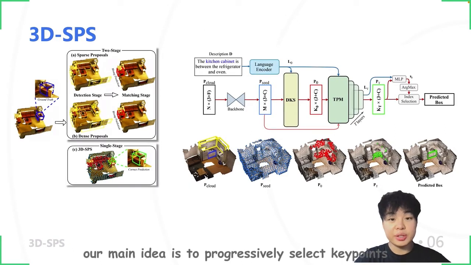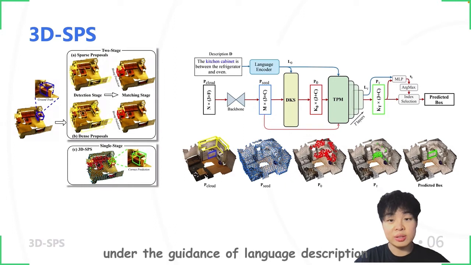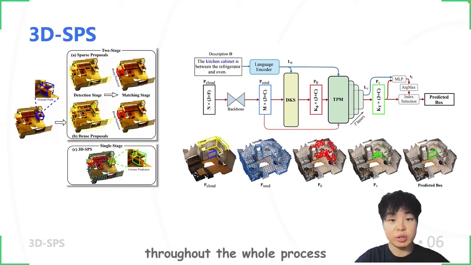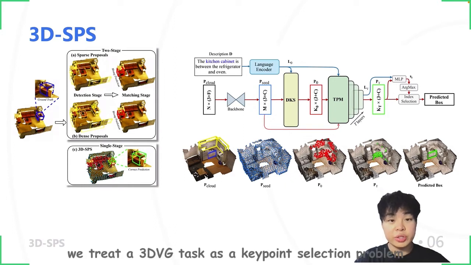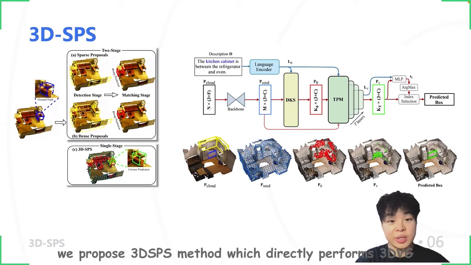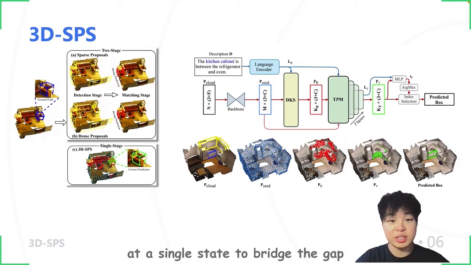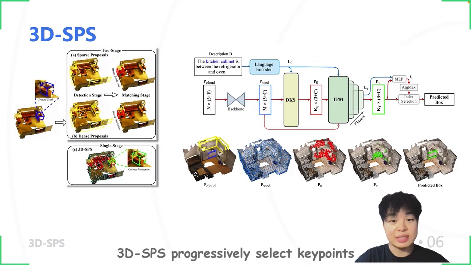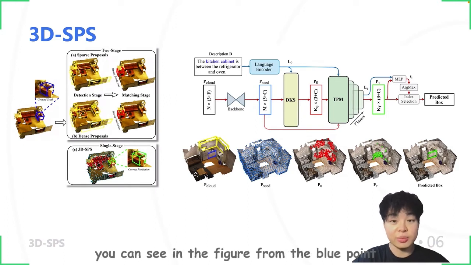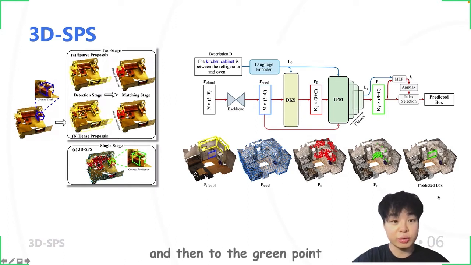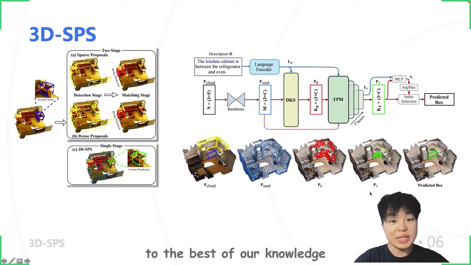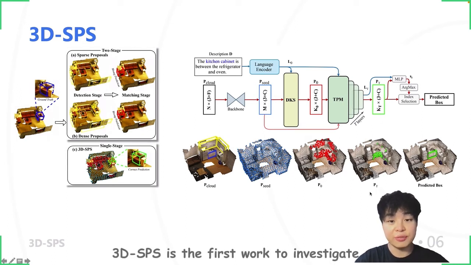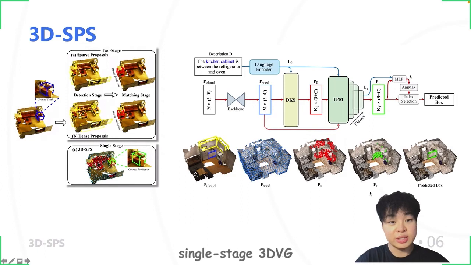Our main idea is to progressively select key points under the guidance of the language description throughout the whole process. We treat the 3D VG task as a key point selection problem. We propose the 3D SPS method, which directly performs 3D VG in a single stage to bridge the gap between detection and matching. 3D SPS progressively selects key points, as you can see in the figure, from the blue points to the red points and then to the green points. To the best of our knowledge, 3D SPS is the first work to investigate single-stage 3D VG.